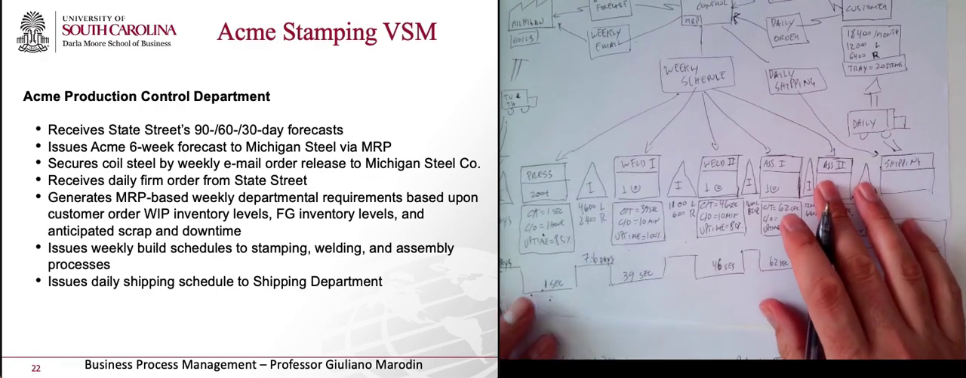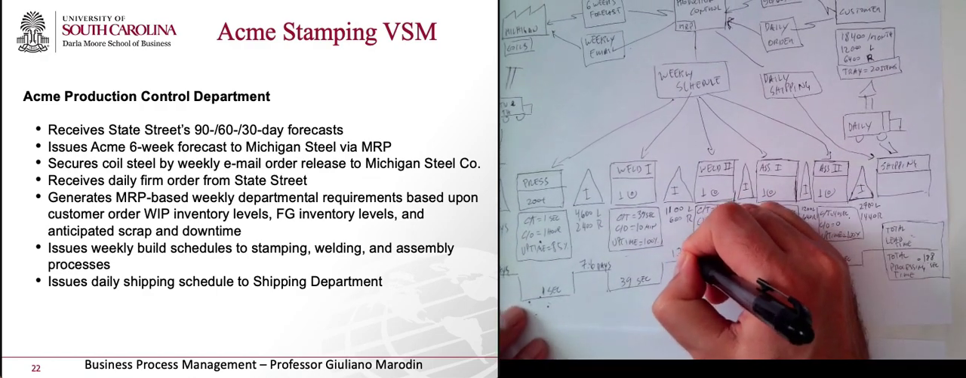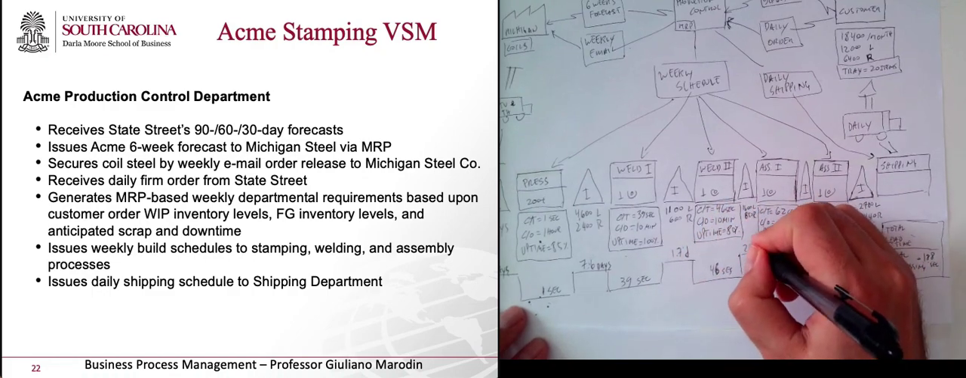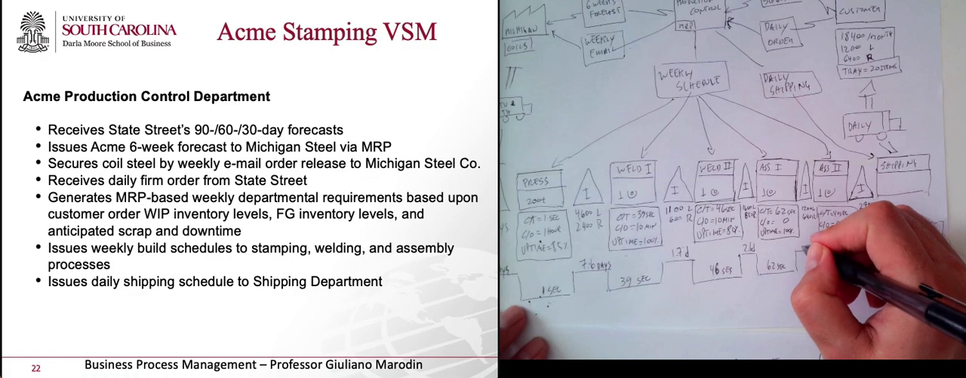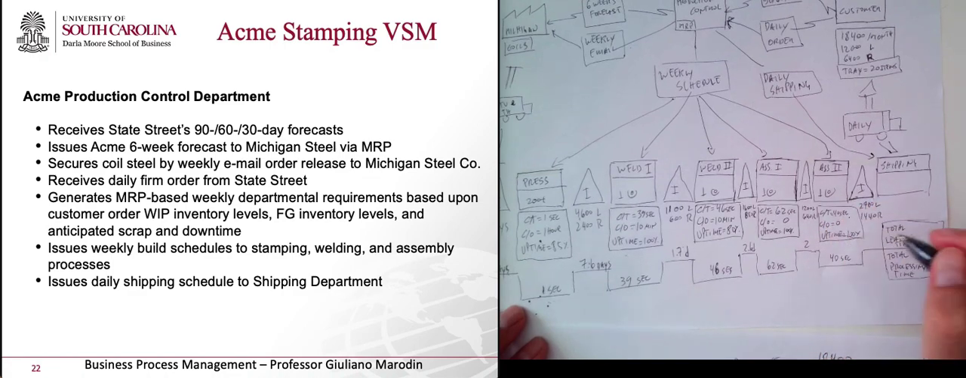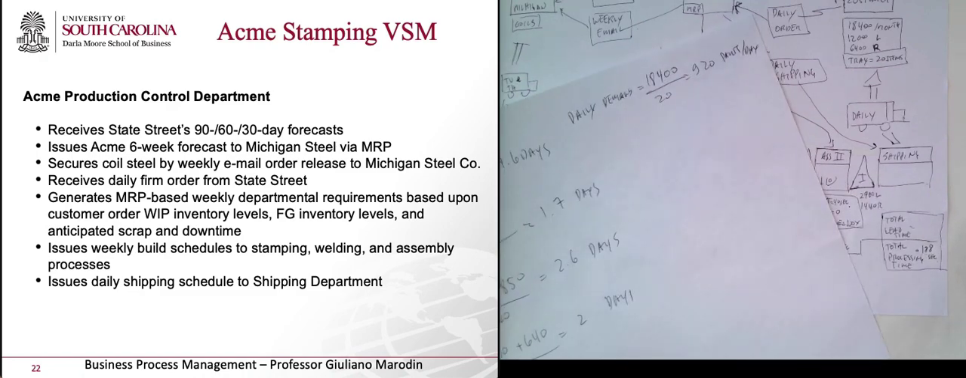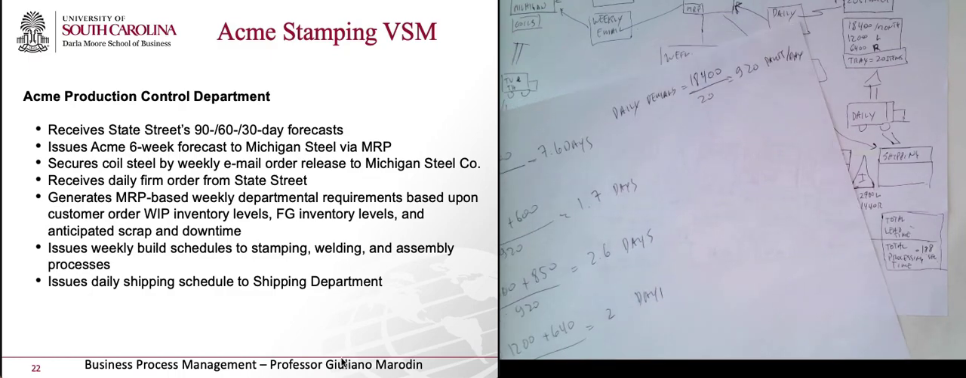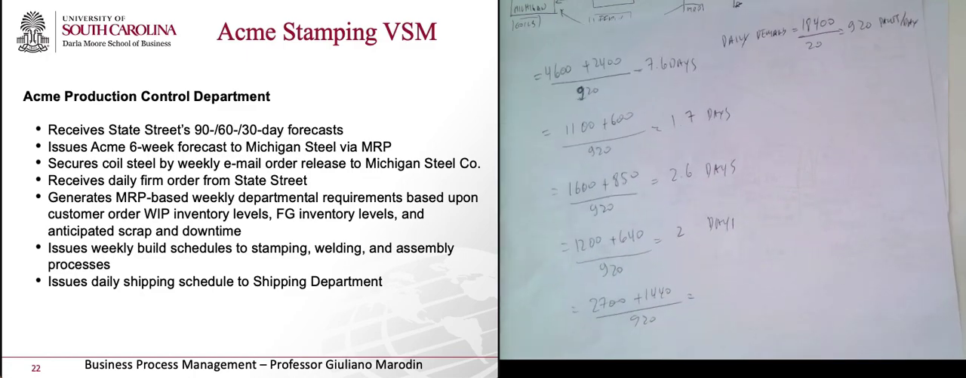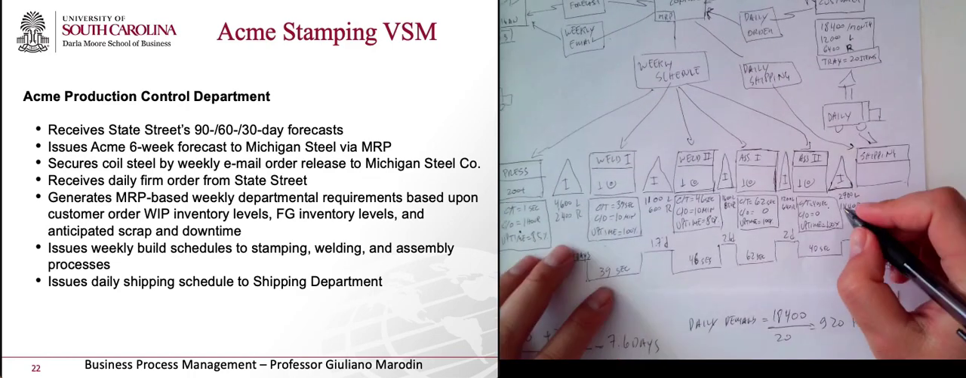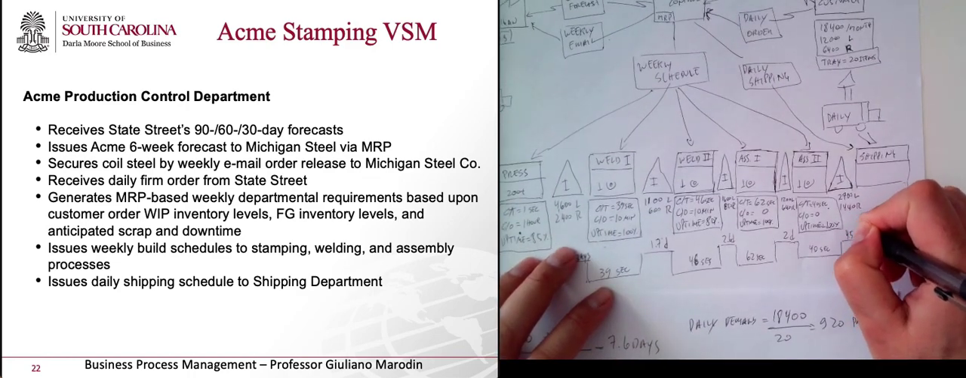And then we're going to take this information and put it here. I'm going to put D of days, 2.6 days and 2 days. Oops. Oh, there's one missing. So finished goods is 2,700 plus 1,440 divided by 920. And that is 4.5 days. So here we have 4.5 days.